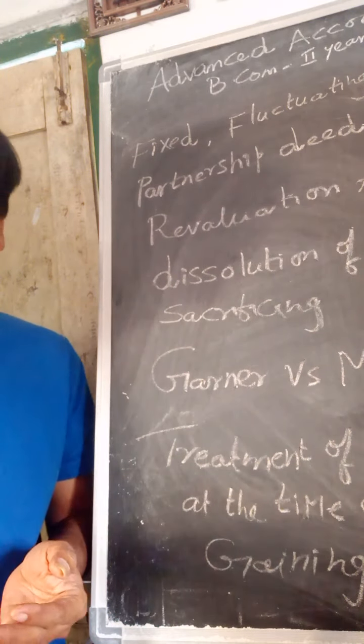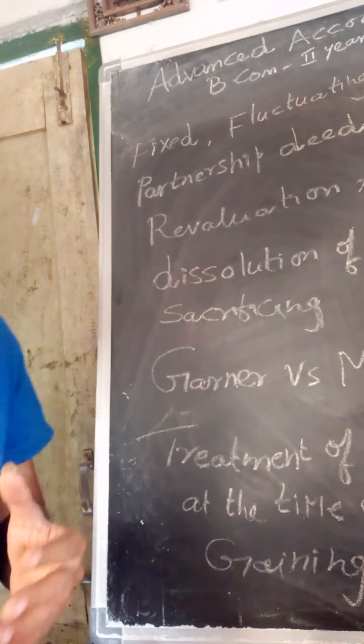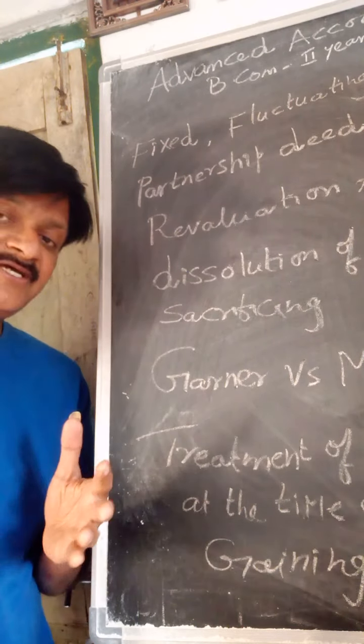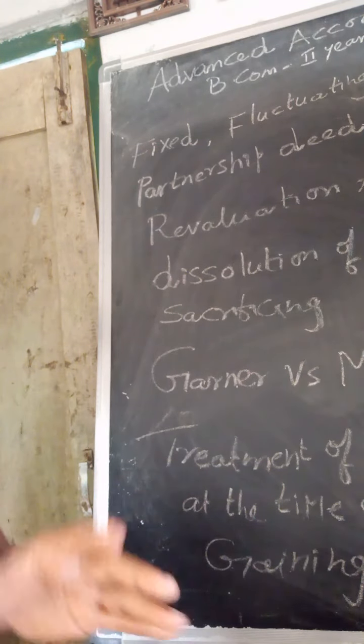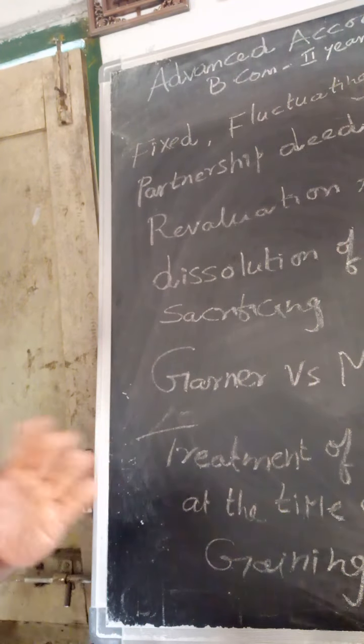When goodwill is created in the books, there are some entries like goodwill account debit to old partners' capital accounts, likewise. See, goodwill can be raised in the books or goodwill can be brought in cash, goodwill can be withdrawn by the partners, goodwill can be written off from the books. These are all the treatments.